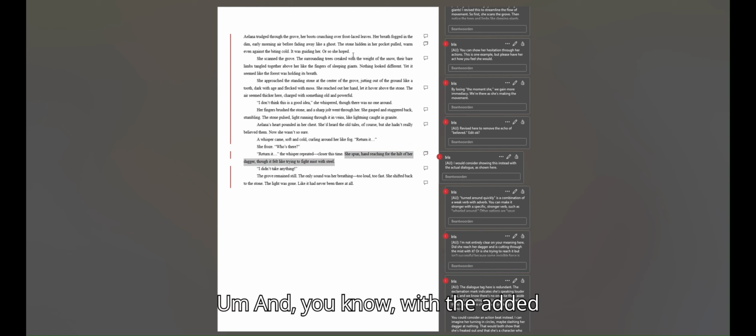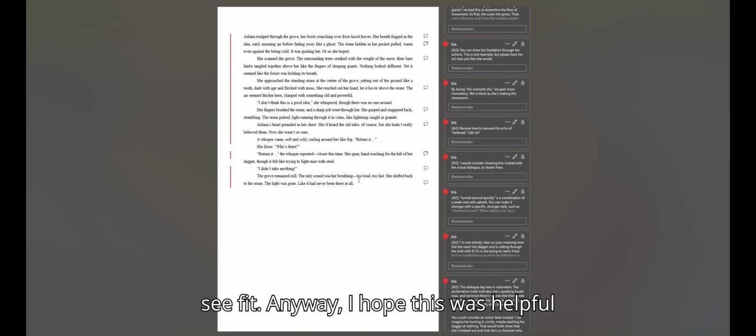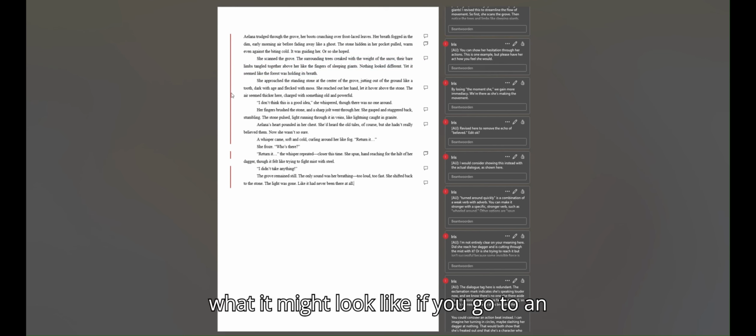And with the added comments and queries, the author can, of course, make any of their own revisions in the text as well, as they see fit. Anyway, I hope this was helpful and gave you some information about the thought process behind editing, or what it might look like if you go to an editor.